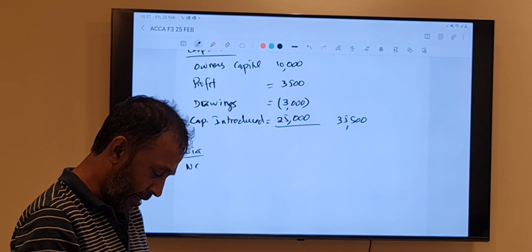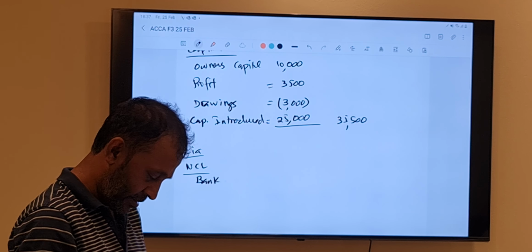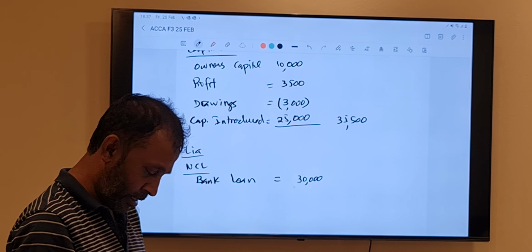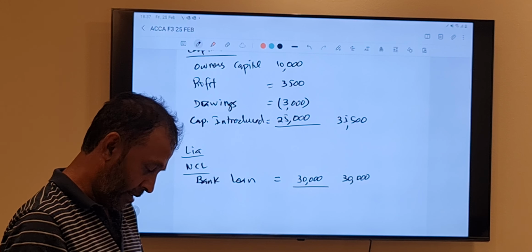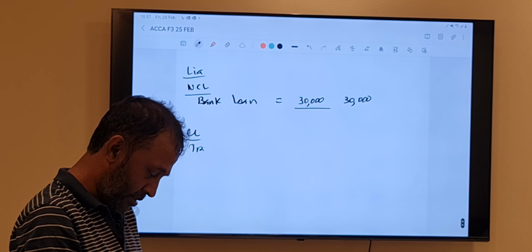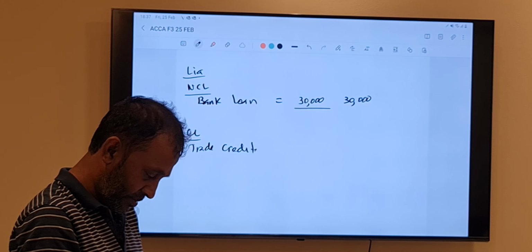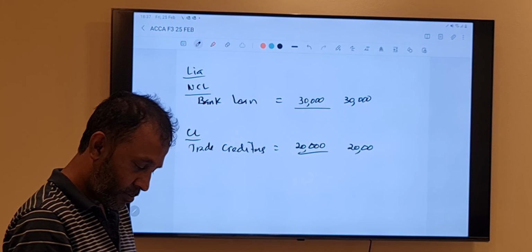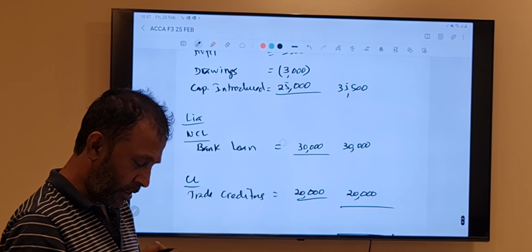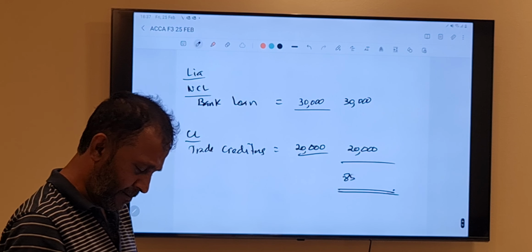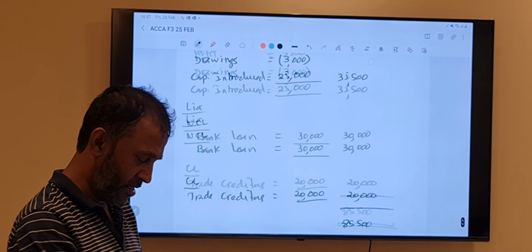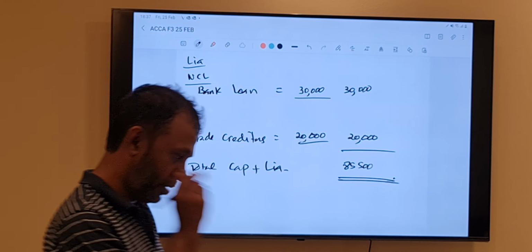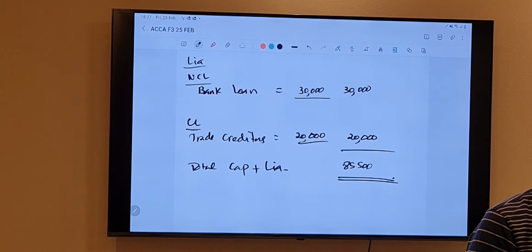Then liability. Under that, non-current liability, bank loan. Bank loan, how much? 30,000. No other information, so subtotal. Then, current liability, trade creditors. 20,000. So, 35,500 plus 30, 65,500 plus 20, 85,500. Is that the same answer? Yes. Total capital and liabilities.